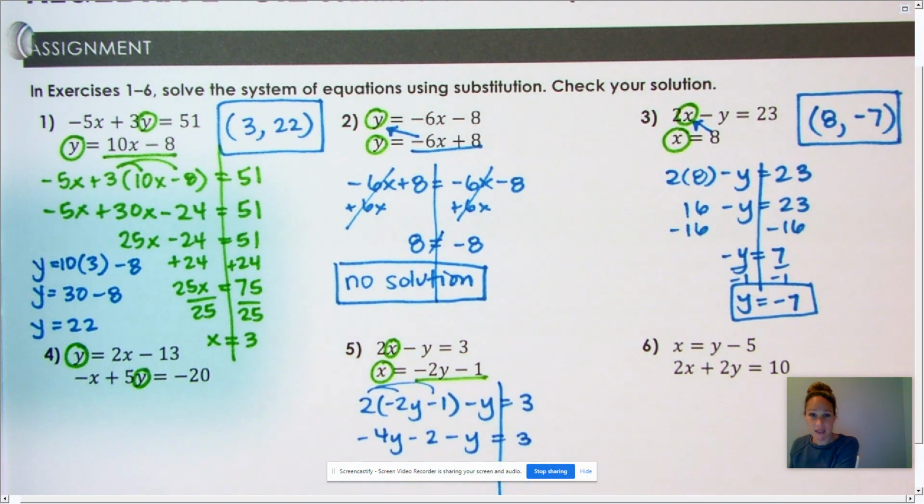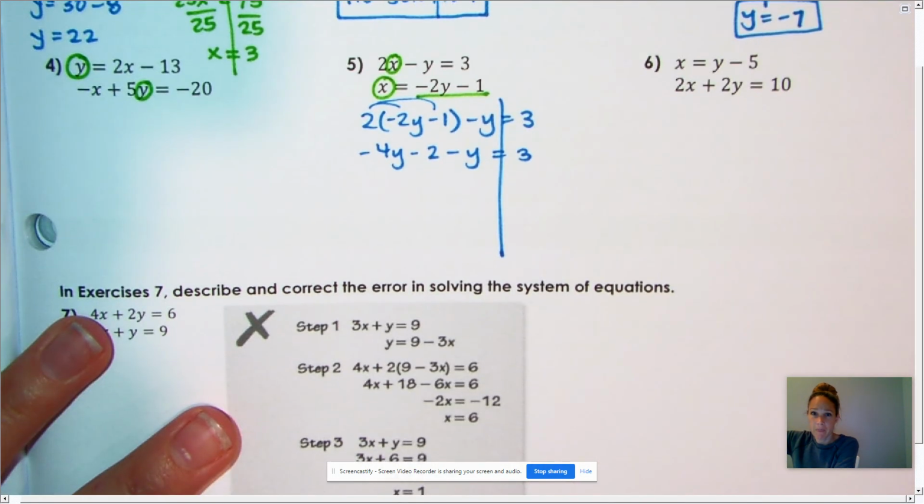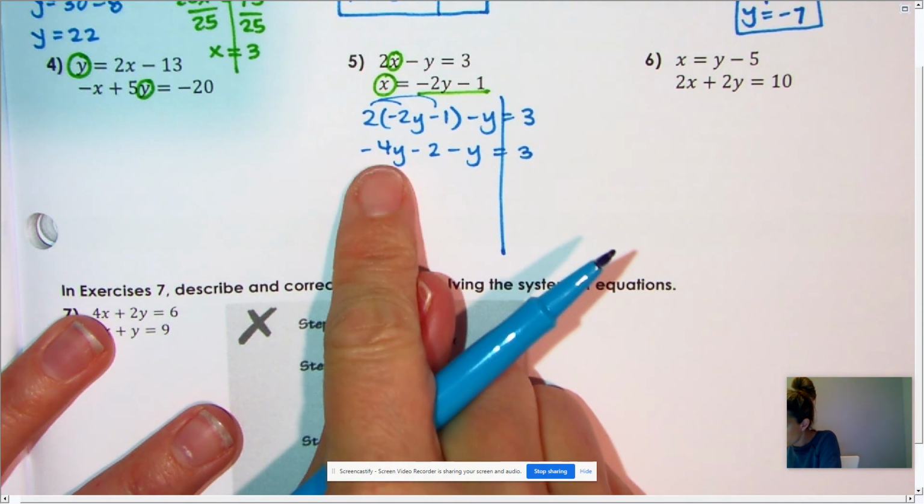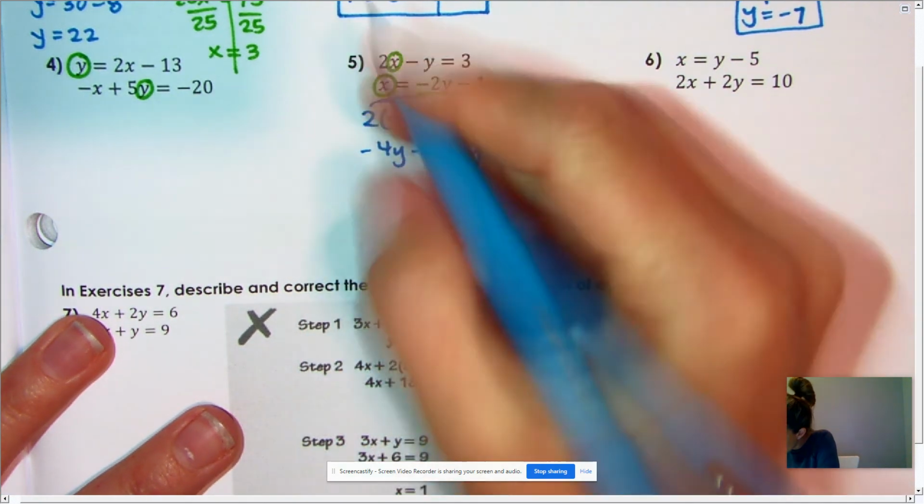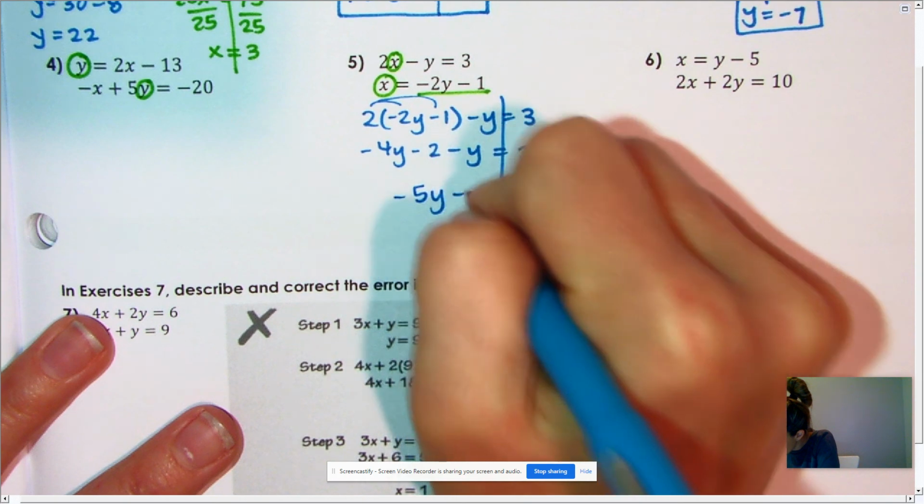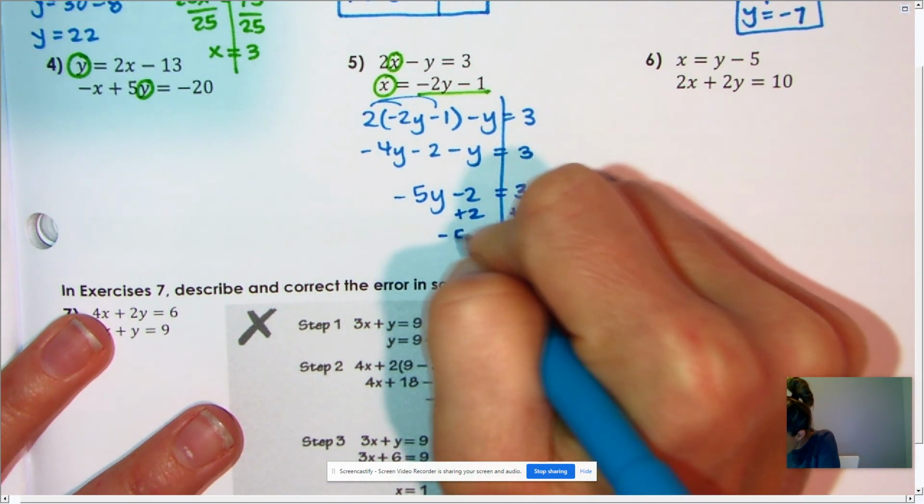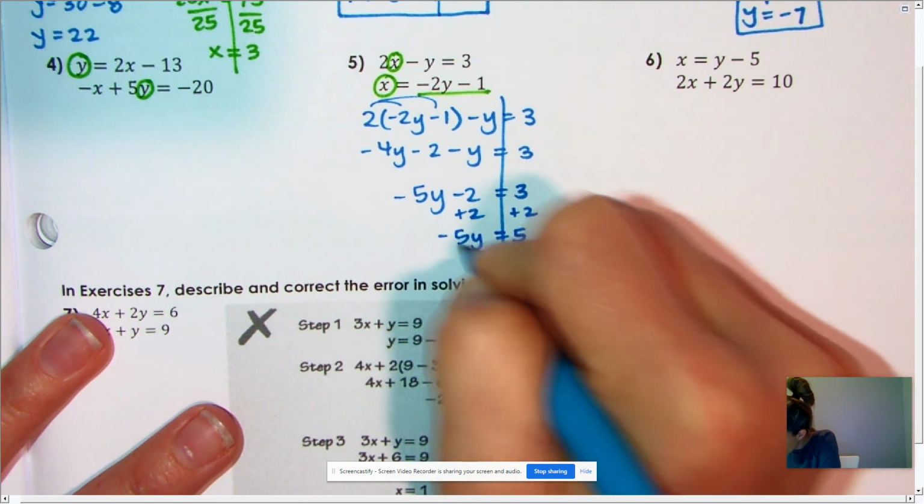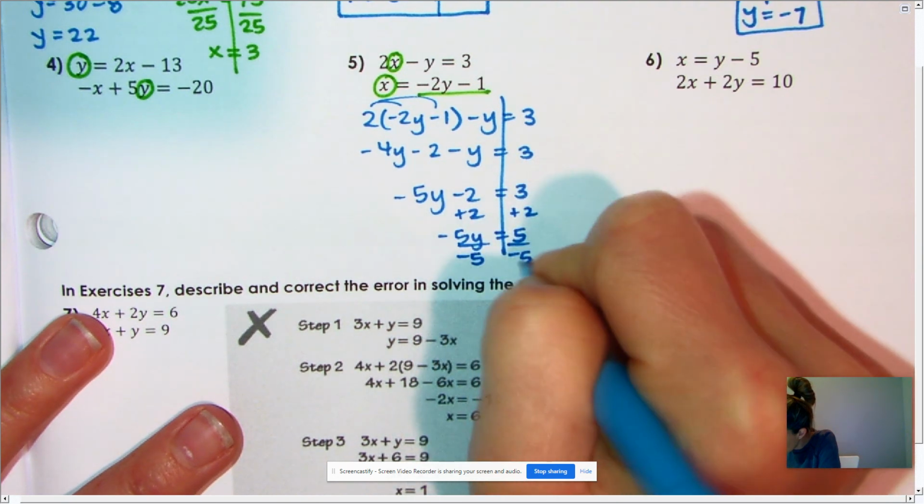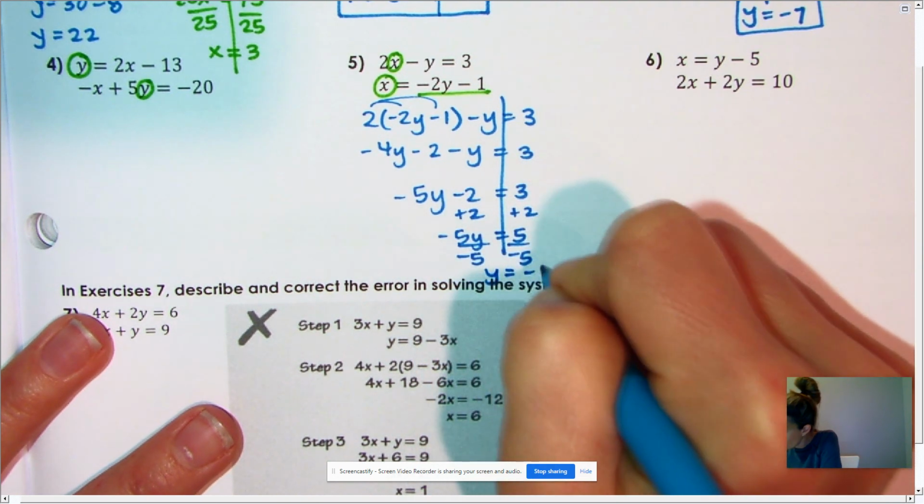I'm going to combine my like terms. Scoot this up a little bit so you guys can see it better. We're going to put the y's together. So negative 4y and negative y is negative 5y. I'm going to add the 2 to both sides. So I have negative 5y is equal to 5. And then I'm going to divide by the negative 5 on both sides. So we get y equals negative 1.